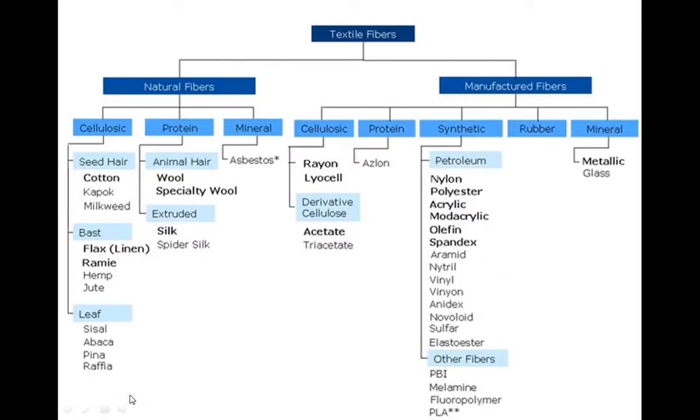This shows you a chart that entails a lot of the various fibers again. You can see that your manufactured fibers are going to be divided between natural fibers and also the man-made fibers, whether or not they're cellulose-based, protein-based, or more chemical-based.